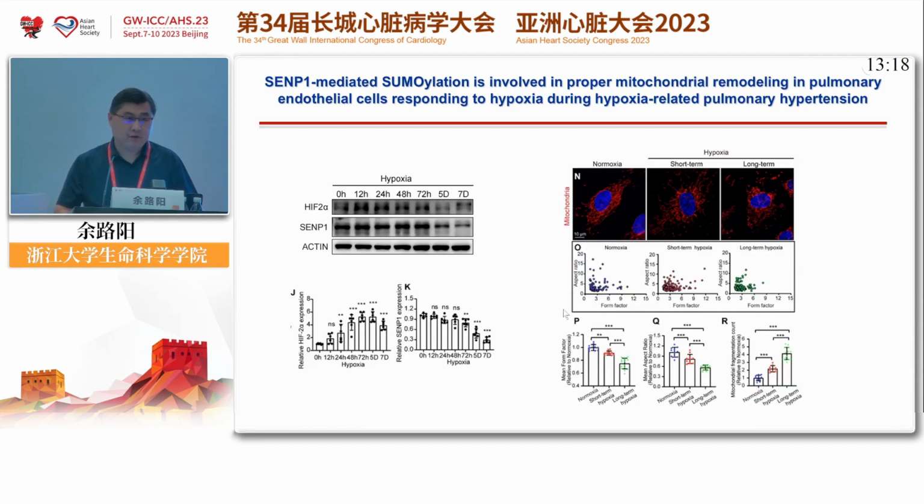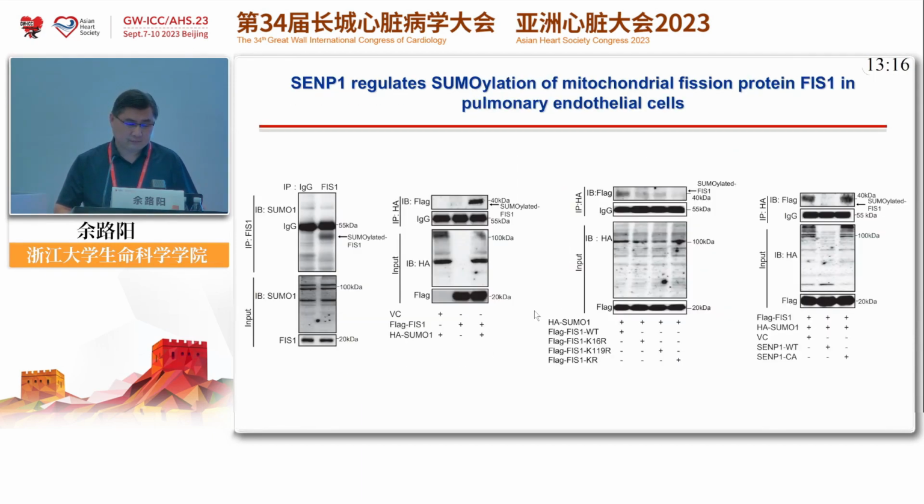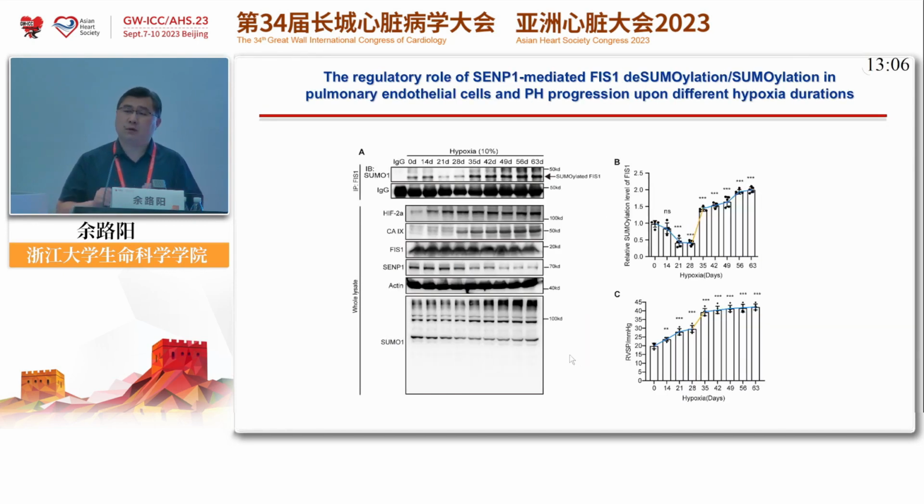And we also confirm this in vitro. Based on the fission phenotype, we finally fix the target of the SUMOylation here: the fission protein FIS1. And then we ask what is the SUMOylation or deSUMOylation of FIS1 during pulmonary hypertension. In the hypoxia-induced PH model in the mice, we find that there is an interesting switch.